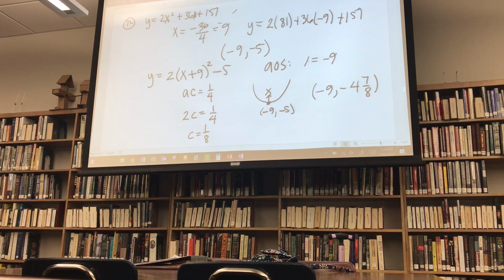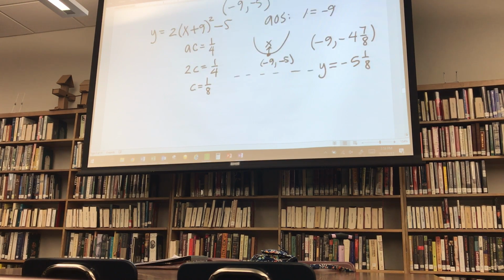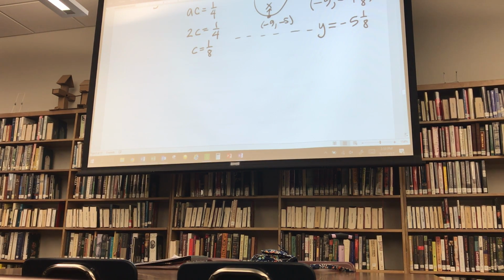Because it's easier. And if I want to find the directrix, I need to go down the same distance. And it's y equals what? Negative 5 and 1/8. Okay? So the focus is going to be inside the parabola. So if the parabola had opened down, I'd have to go down and sneak into the inside of it. Right? Now, how is 73 different?